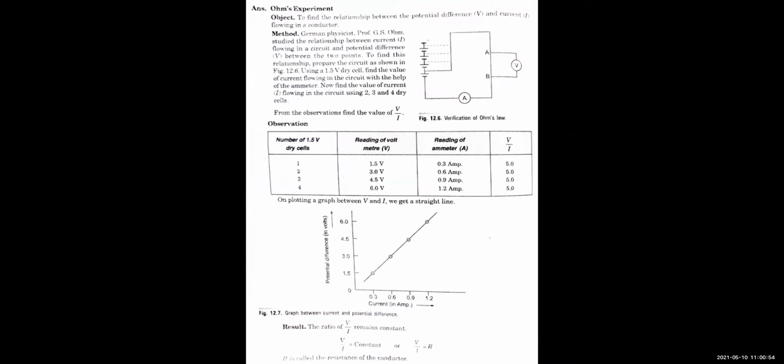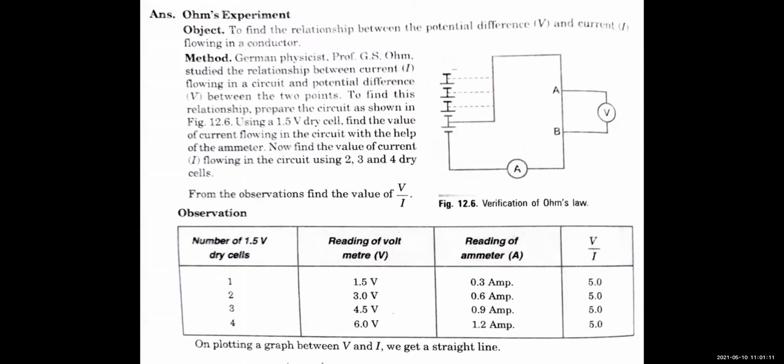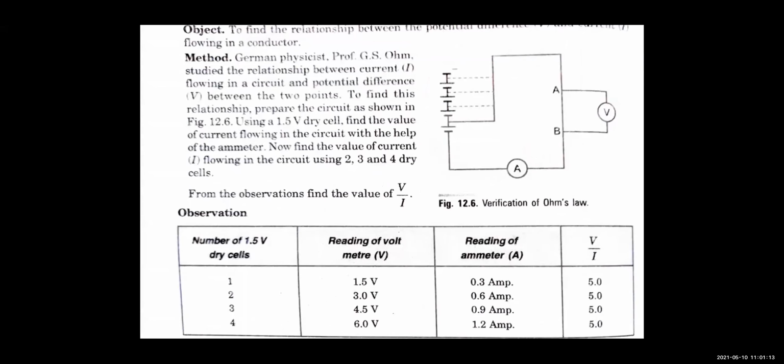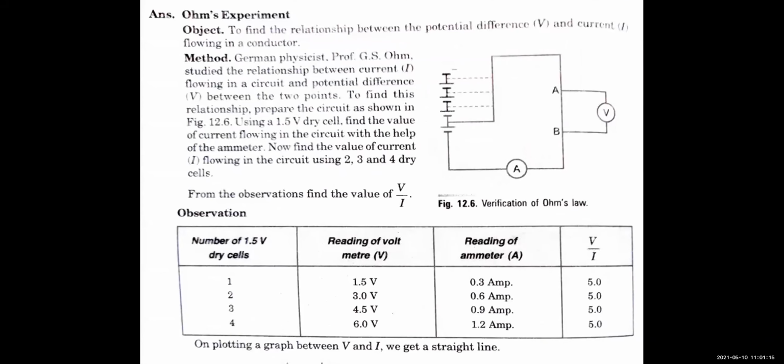So in Ohm's law, the scientist Ohm gave us the relation between V and I. He told that the potential difference V is directly proportional to current. Means as you increase V, current will increase. So in this experiment, we are going to find the relation between the potential difference V and the current I. So the aim, that is the objective of the experiment, is clear: to find the relationship between the potential difference V and the current I, which is flowing in the circuit.